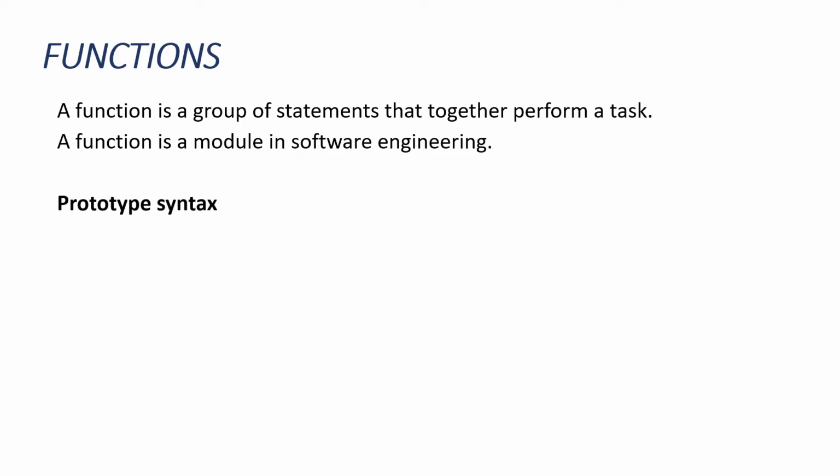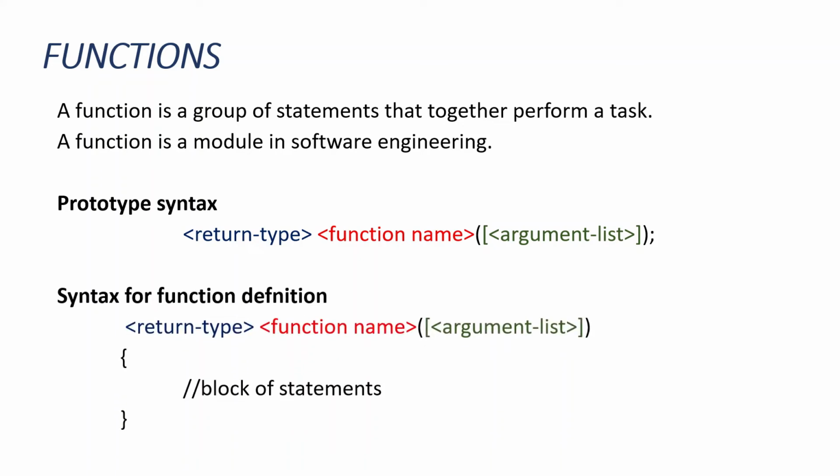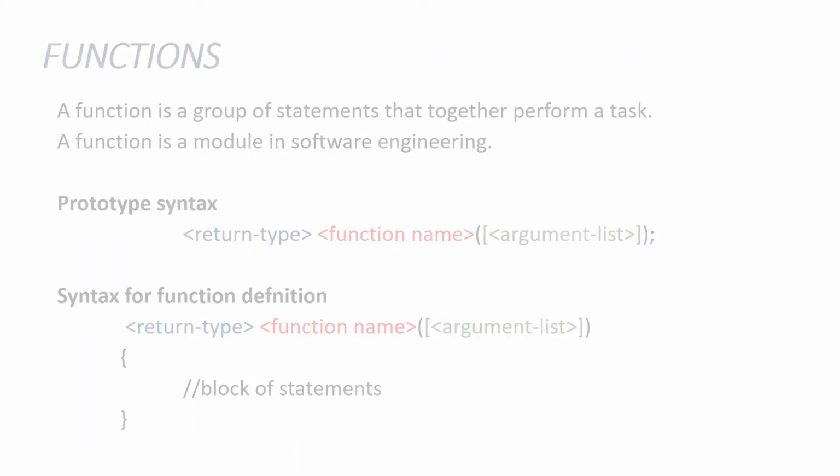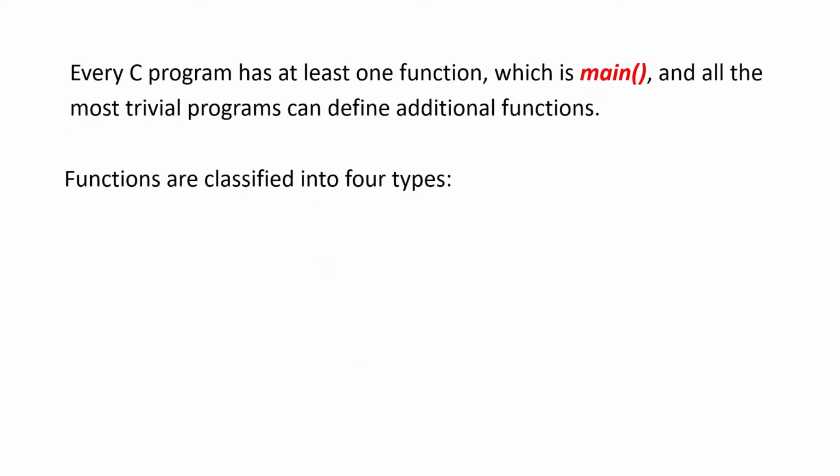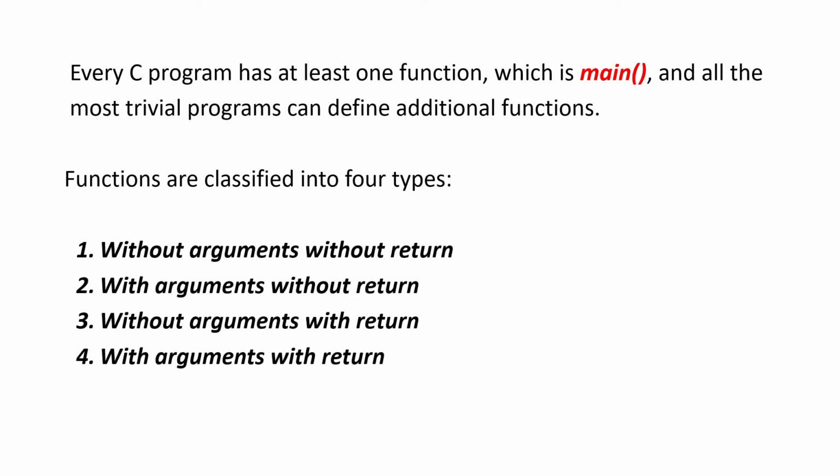Now let us see the prototype syntax for a function. And here is the syntax for function definition. Every C program has at least one function, which is the main function, and even the most trivial programs can define additional functions. Functions can be classified into four types: without arguments, without return; with arguments, without return; without arguments, with return; with arguments, with return.